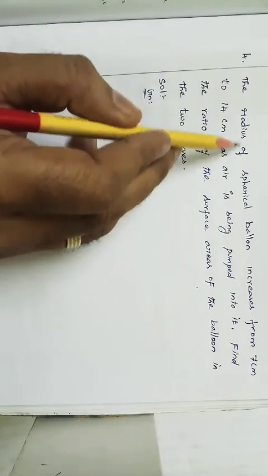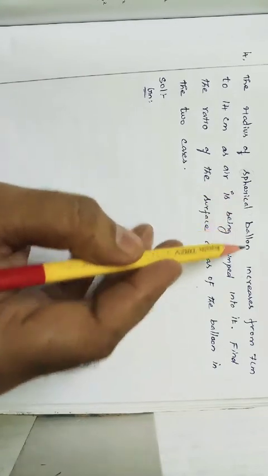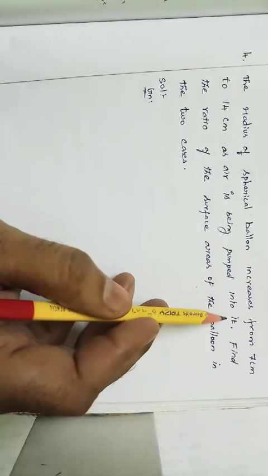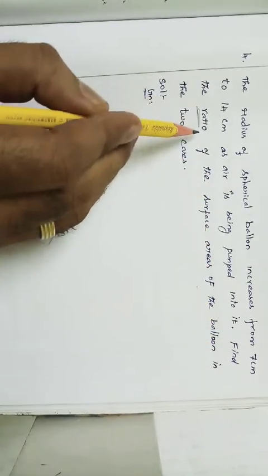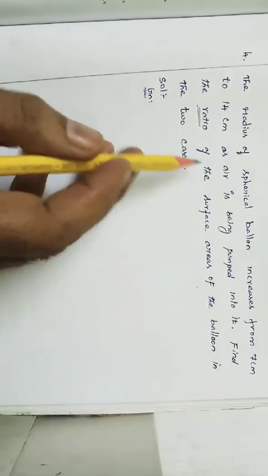Sum number 2 and sum number 3 you can take it as a homework. Next is sum number 4, right? The radius of spherical balloon. What is meant by spherical? Spherical balloon, that is nothing but sphere in shape. The balloon is nothing but sphere in shape, right? Spherical balloon increases from 7 centimeter to 14 centimeter as air is being pumped into it. Find the ratio of the surface area of the balloon in the two cases, right?